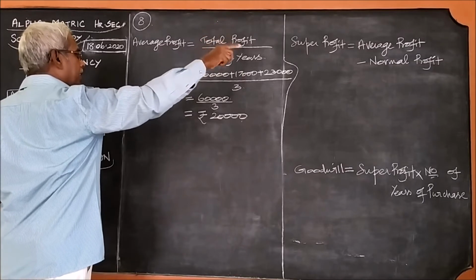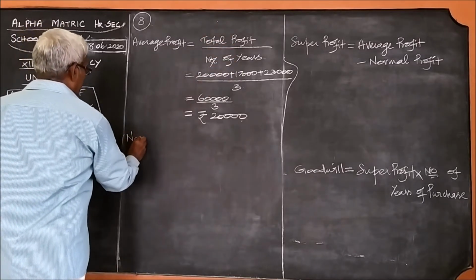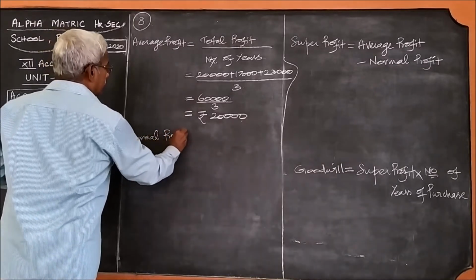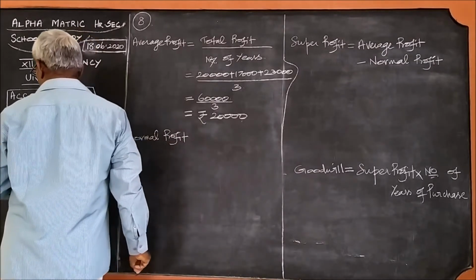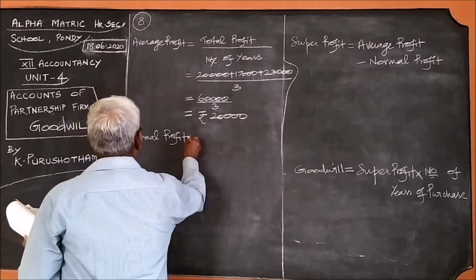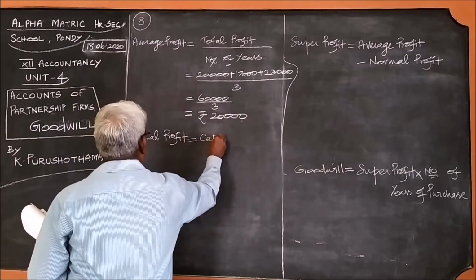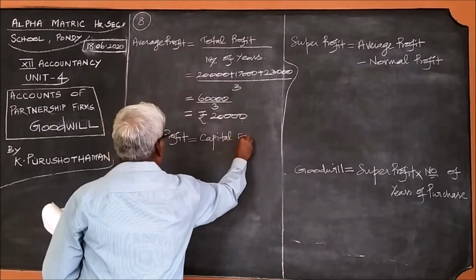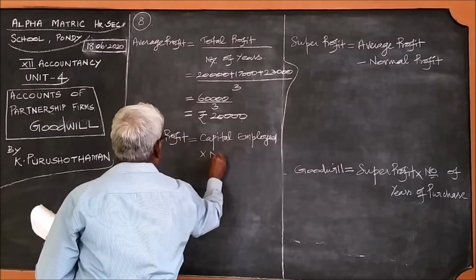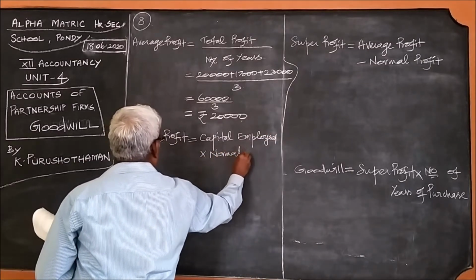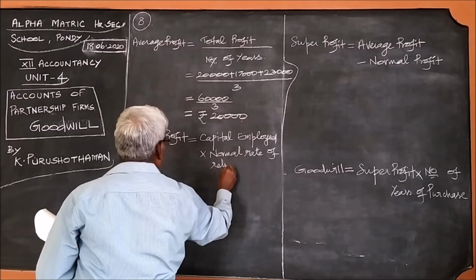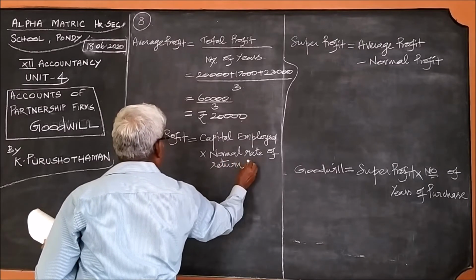Then the next one we will have to find for the formula. We require average profit and normal profit. And what is normal profit? Normal profit is equal to capital employed into normal rate of return.